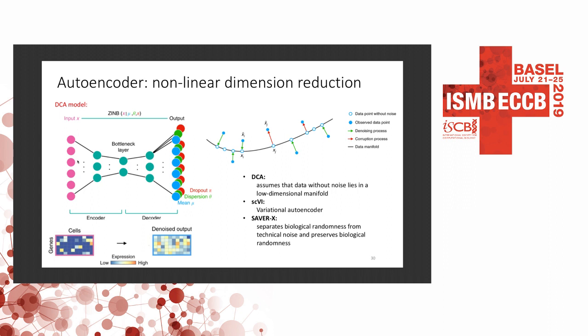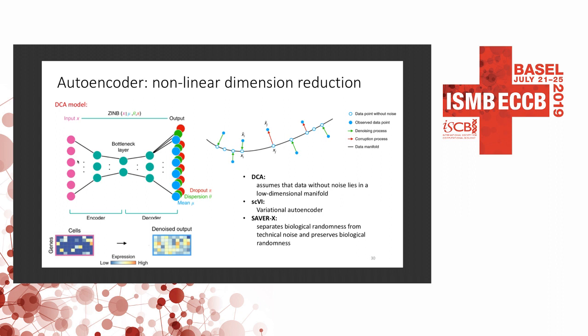So in SaverX, our method, we still want to keep such biological randomness. We try to separate biological randomness from the technical noise and still preserve the biological randomness, which we think is related to some functional properties of the cells. So it's not assuming the data lies in a manifold, but still has some randomness. But I won't talk about the details. So that's all these three methods.